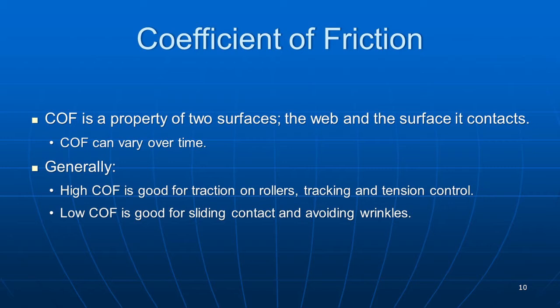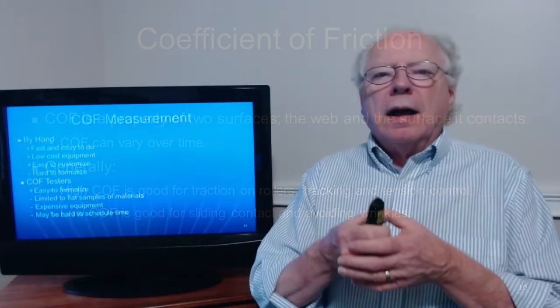Generally, high coefficient of friction is good for traction on rollers, for tracking, and for tension control. Low coefficient of friction is good if you have sliding contact, but interesting enough, it's also good for avoiding wrinkles. And so if you have low coefficient of friction on a roller, the web might be able to squirm around a little bit on the surface of a roller and flatten out and avoid wrinkles.